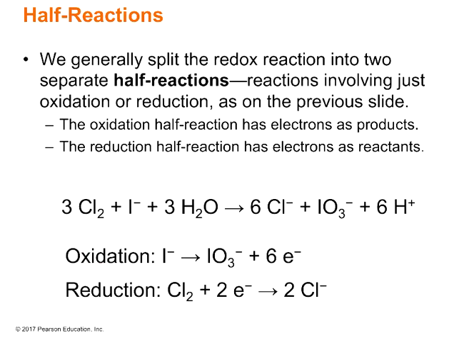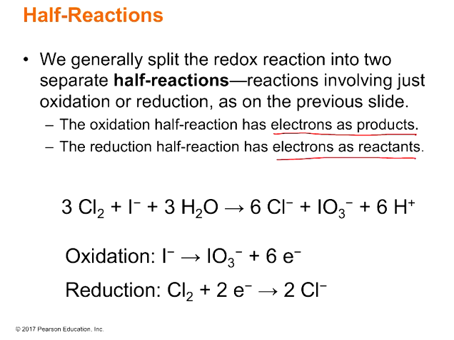All right, so again, we generally split the redox reaction into 2 separate half reactions. So those are reactions involving just oxidation or just reduction. So remember, the oxidation half reaction has electrons as products because we're losing electrons, and the reduction half reaction has electrons as reactants because we're gaining electrons.